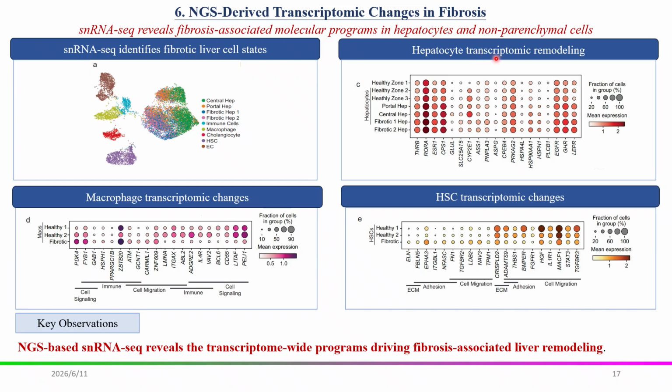Fibrosis changes genes related to metabolism, urea cycle, stress response, and receptor signaling. The important genes are shown here. In panel D, macrophages show changes in immune signaling, cell migration, and cell signaling. In panel E, hepatic stellate cells show changes in extracellular matrix, adhesion, and migration genes. This is important because HSCs are major cells involved in liver fibrosis. So the main point is that NGS-based single nucleus RNA sequencing reveals the transcriptome-wide molecular programs driving fibrosis-associated liver remodeling.